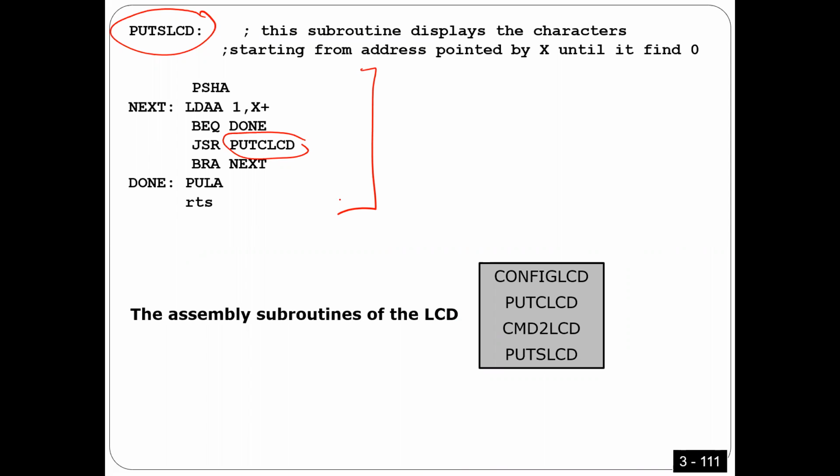So here I have put string LCD. Look how it works, guys. Number 1, this is just to push A and at the end pull A. We always do that so that when I call the function and come back, A is going to have the same value.